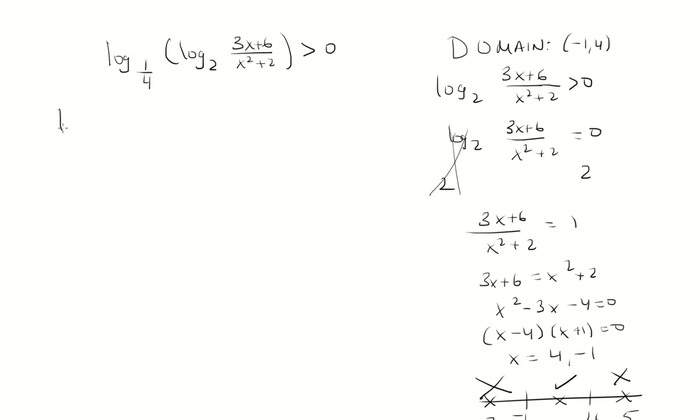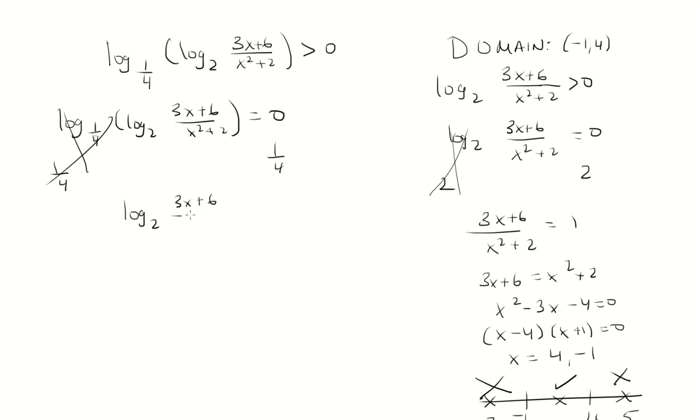Okay, so now to solve the inequality, we're going to treat this as an equality. So there's no more inequality for now. And then we're just going to do 1/4 to both sides. The 1/4 and log are going to cancel. We have log base 2 of (3x plus 6) over (x squared plus 2) equals 1. And then again we do 2 raised to both sides. The 2 and the log base 2 cancel. We have 3x plus 6 over x squared plus 2 is equal to 2.